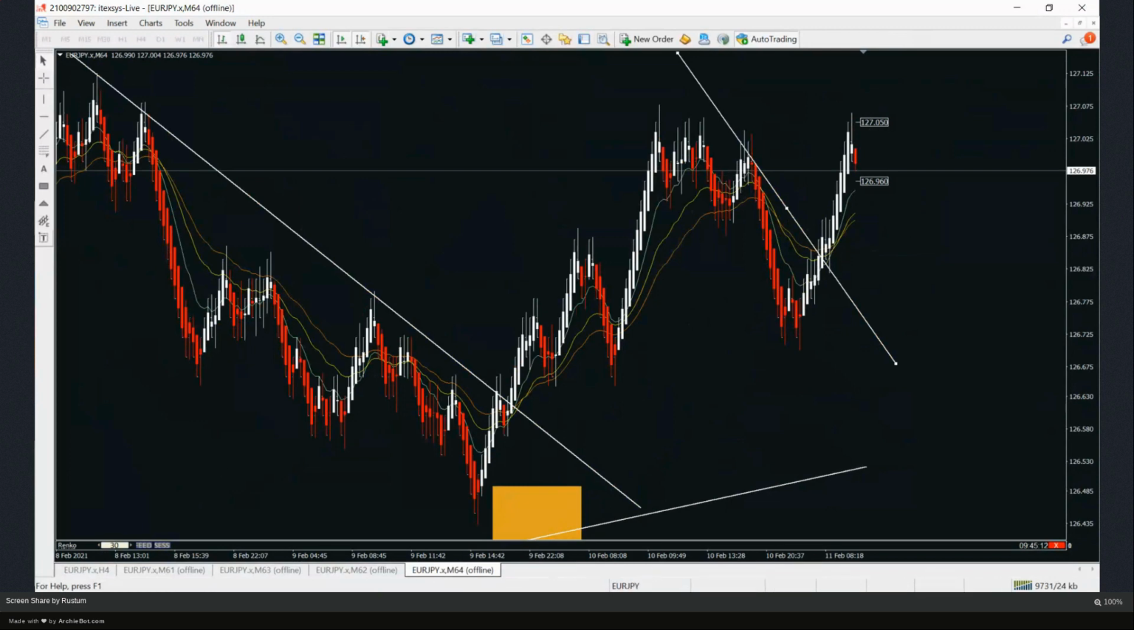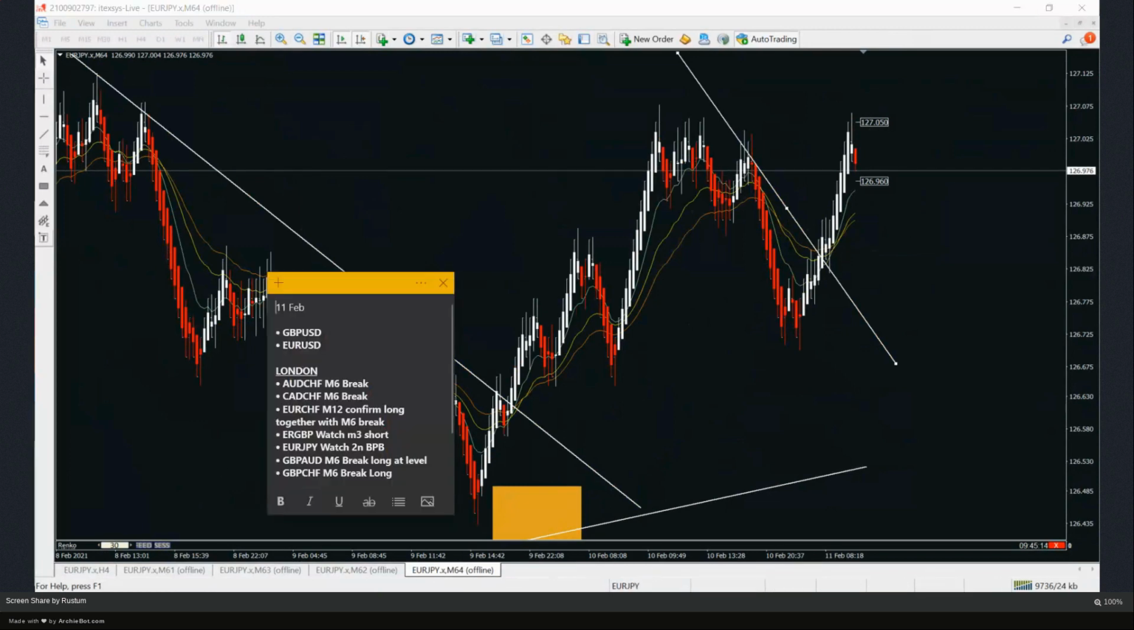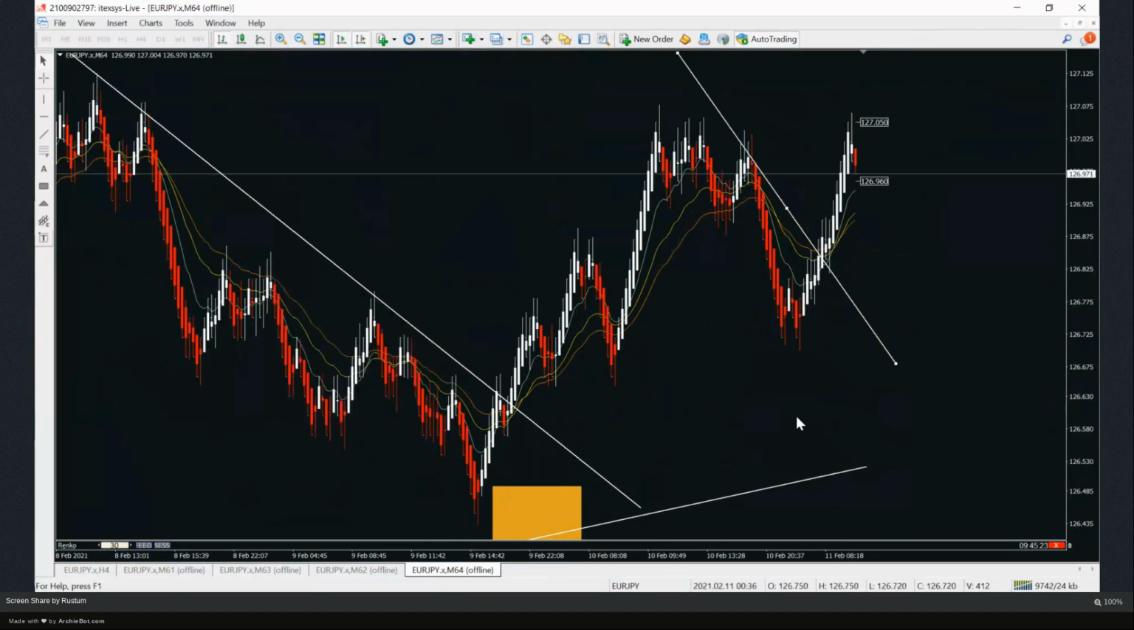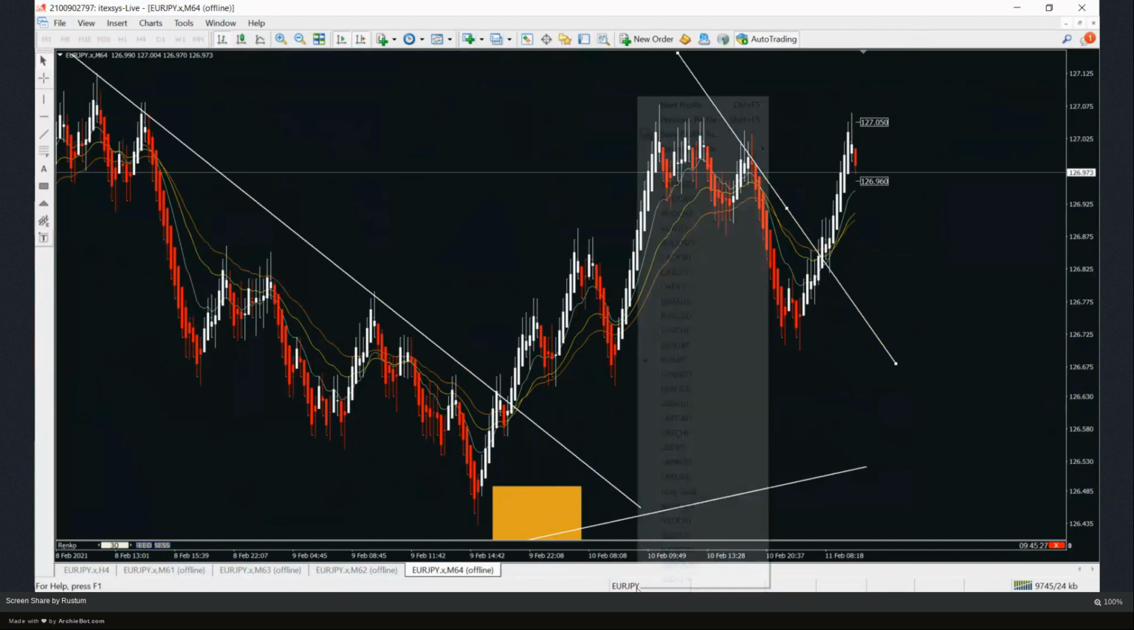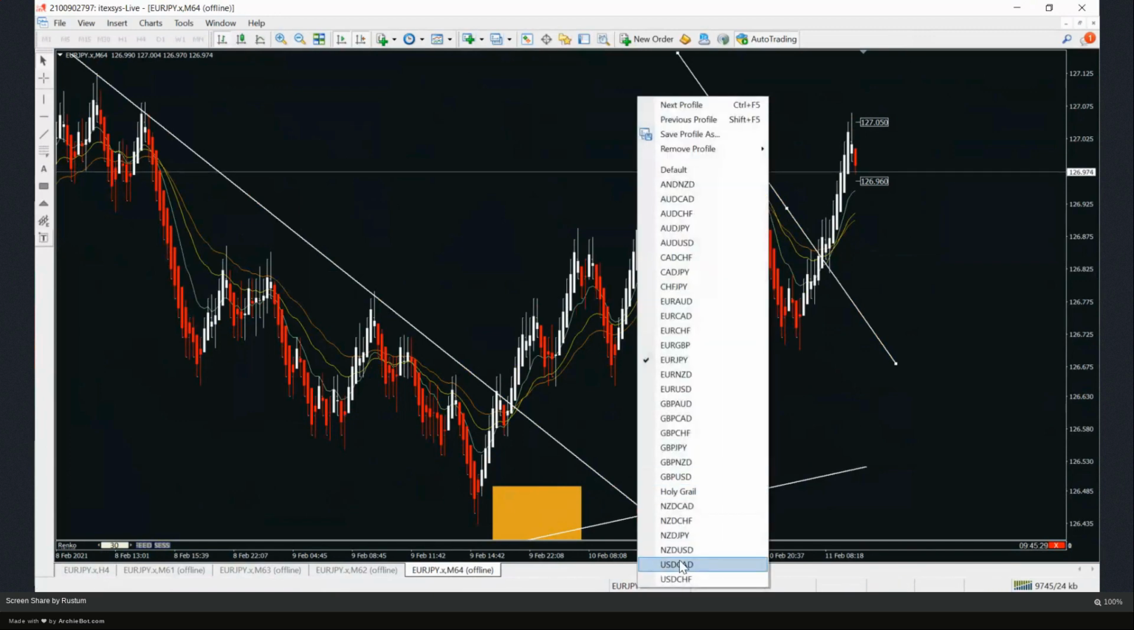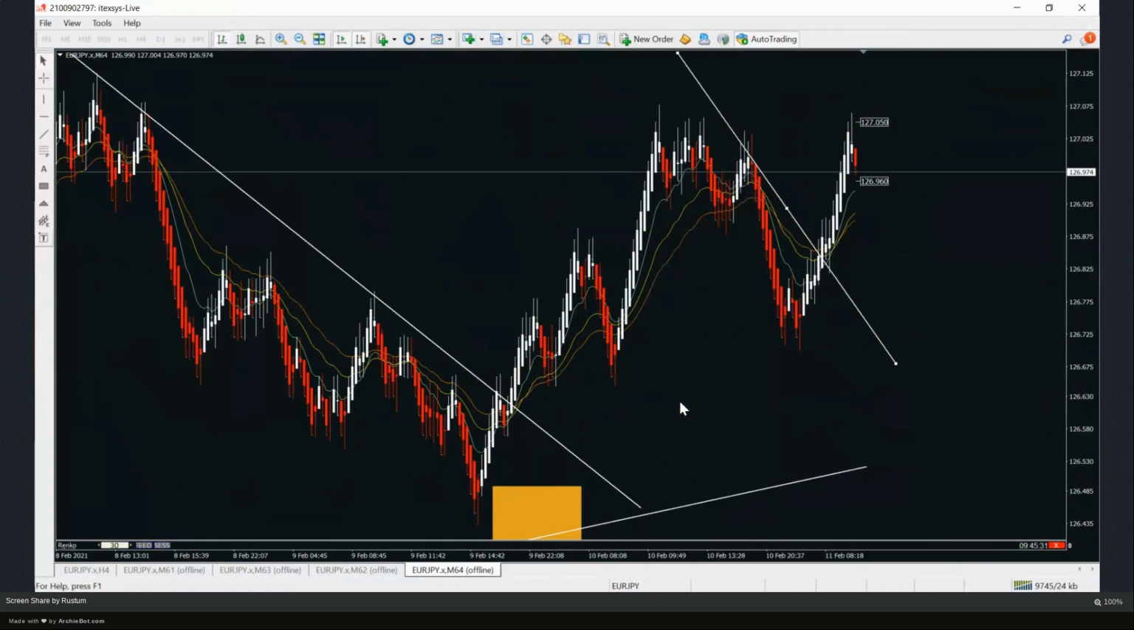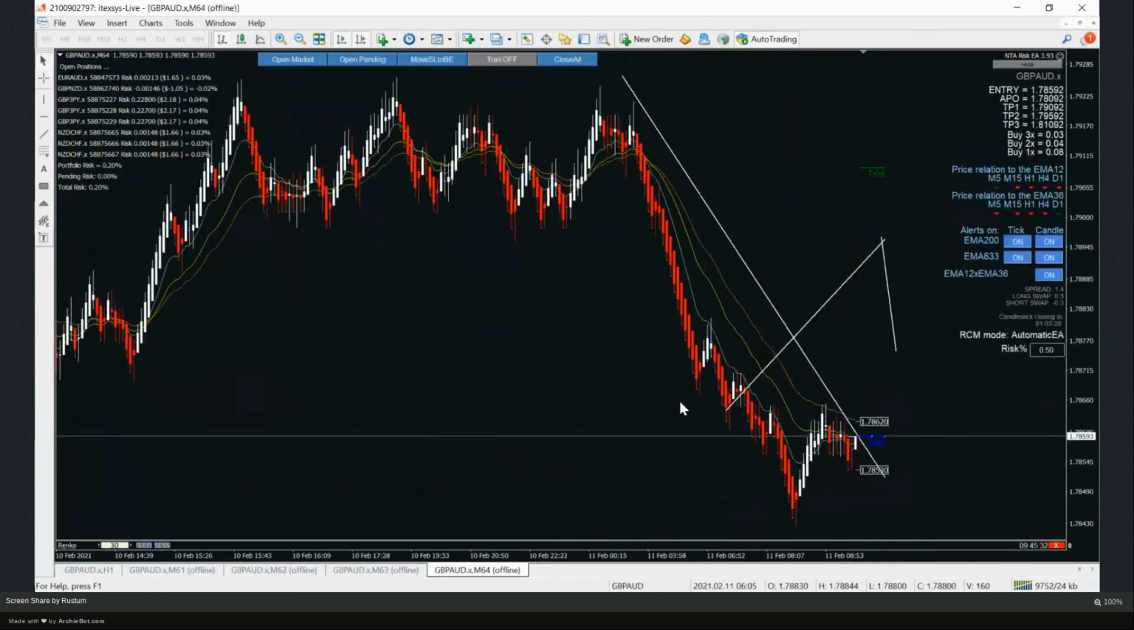And then what do we have next here? Next is the pound versus the Aussie, looking for a break long at the level. Now, when I mention level, it probably means we're going against the trade here. What was the trade? Aussie? Pound versus Aussie? Yeah.